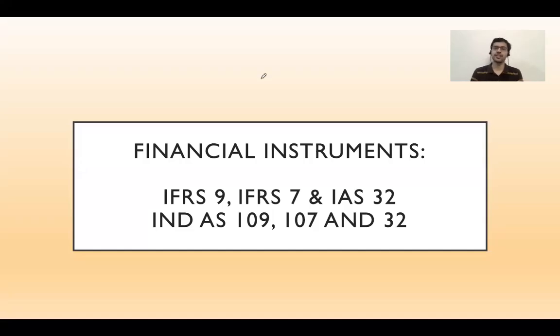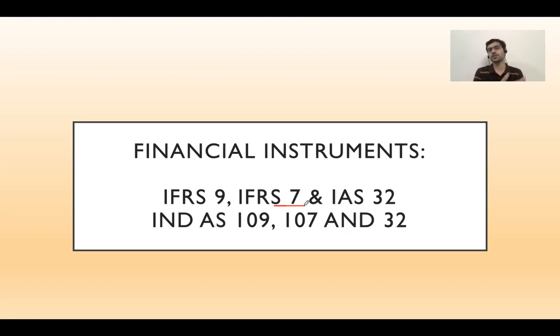Hi everyone. In this lecture, we're going to start with financial instruments, which is covered by three standards: IFRS 9, IFRS 7, and IAS 32. The corresponding standards that we have are Ind AS 109, 107, and 32. They're split into these three standards because of the volume of it.